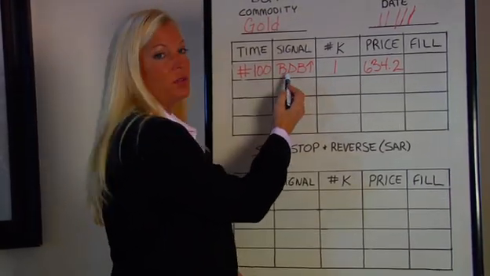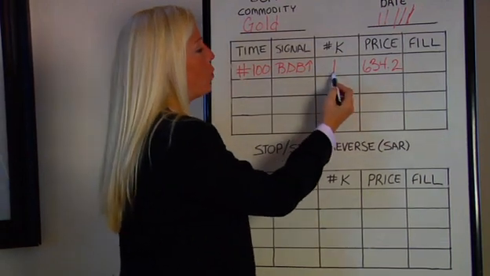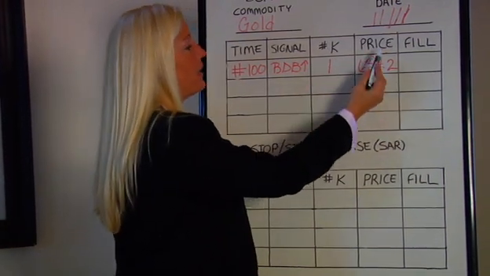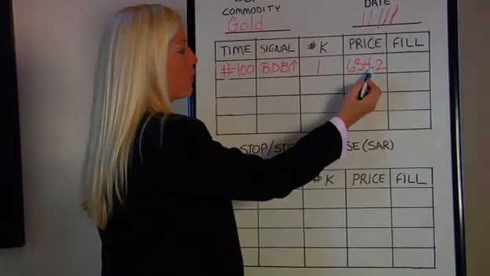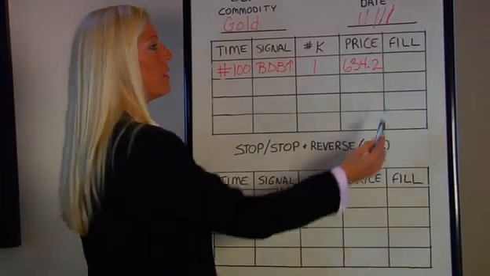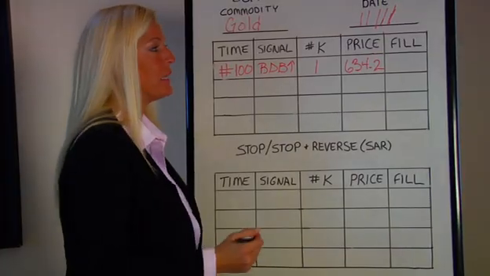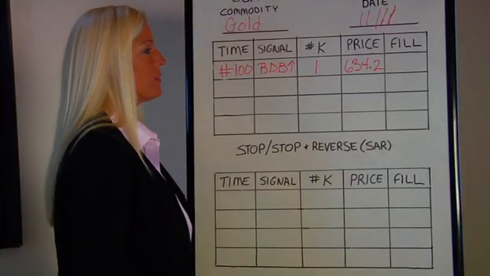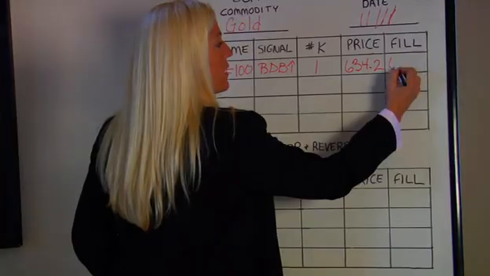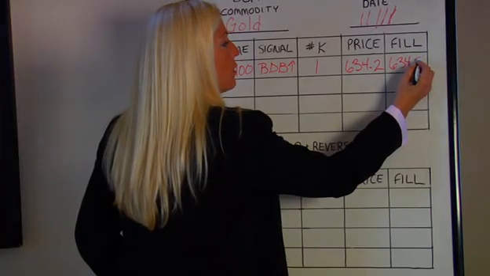We have the type of signal that we're entering the market with. We know the number of contracts, which is 1, and this is the price that we're placing for our buy stop. Now, we won't put anything in the fill column until we get filled, until the order is hit or we are initiated into the market. Once that happens, let's say we got filled at $634.30.